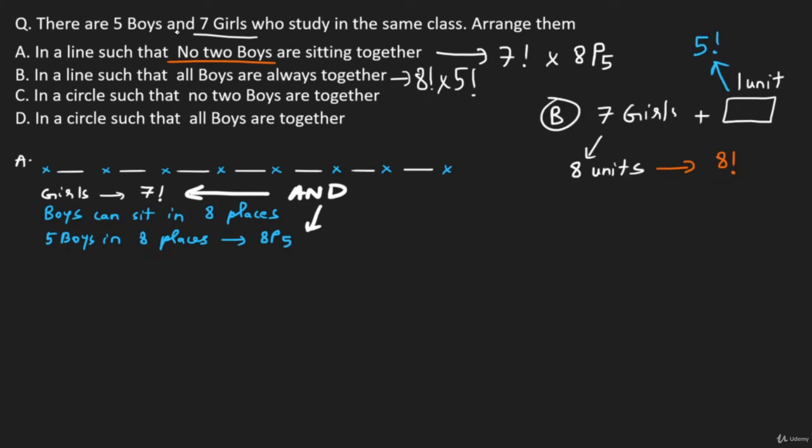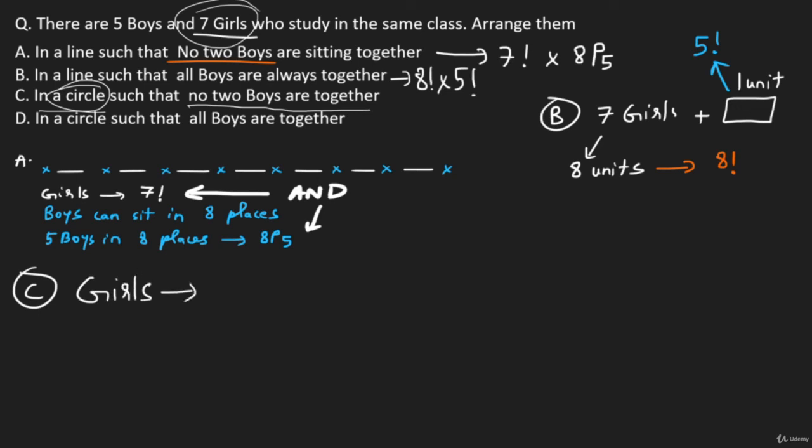It's mentioned that these 5 boys and 7 girls should be arranged in a circle such that no 2 boys are together. Alright, pause the video, give it a try, and then let's do it together. Alright, we are back. I hope you have given it a try. Let's do it together. Now, no 2 boys are together. Alright, that's the criteria that we need to keep in mind, and it's a circular arrangement. Let's first arrange the 7 girls around a circle.